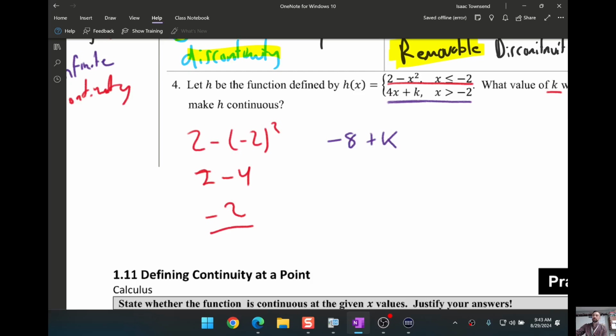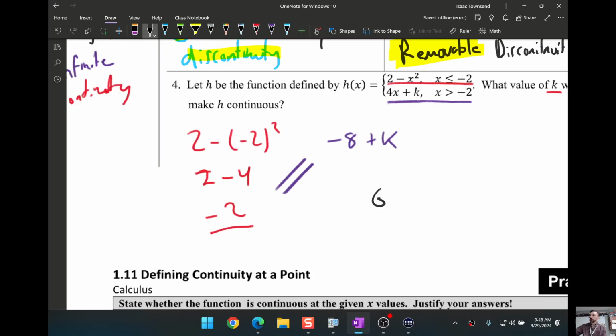If this one's approaching negative 2, I need this one to approach negative 2. So you really just set these two things equal to each other, and then you're left with a one-step equation. K needs to be 6. That ensures they have the same y value at negative 2, which is where it stops being the top function and starts being the bottom function.